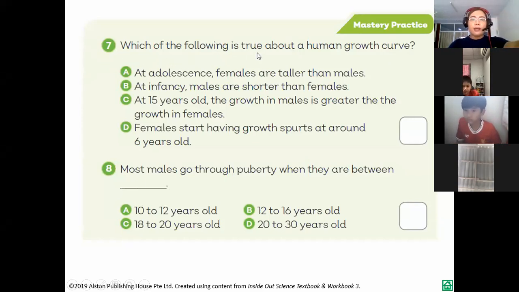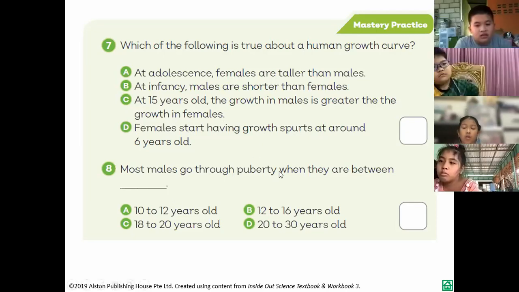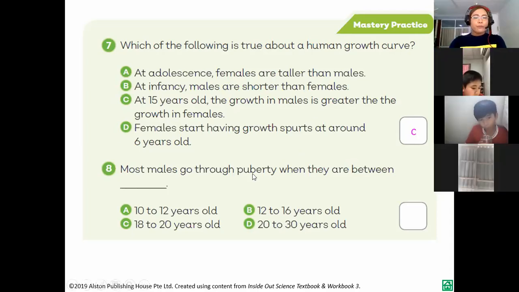So which of the following is true about a human growth curve? A, at adolescence, females are taller than males. Letter B, at infancy, males are shorter than females. Letter C, at 15 years old, the growth in males is greater than the growth in females. Letter D, females start having growth spurts at around 6 years old. Can you give a try? What do you think, class? A, B, C, or D? C. Wow, very good. So the answer is letter C. At 15 years old, the growth in males is greater than the growth in females. Very good. Okay, number 8.